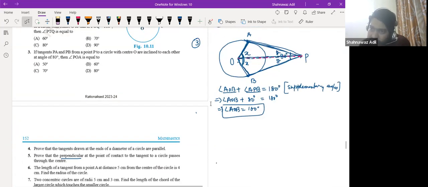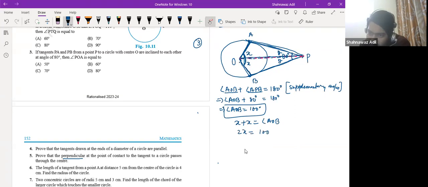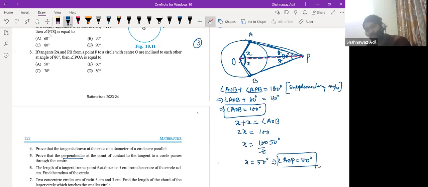So this would be x plus x. x plus x is how much? That is angle AOB. AOB is 100. So x would be 100 by 2, which is 50 degrees. So x is 50 degrees, which is angle AOB. So is it clear?